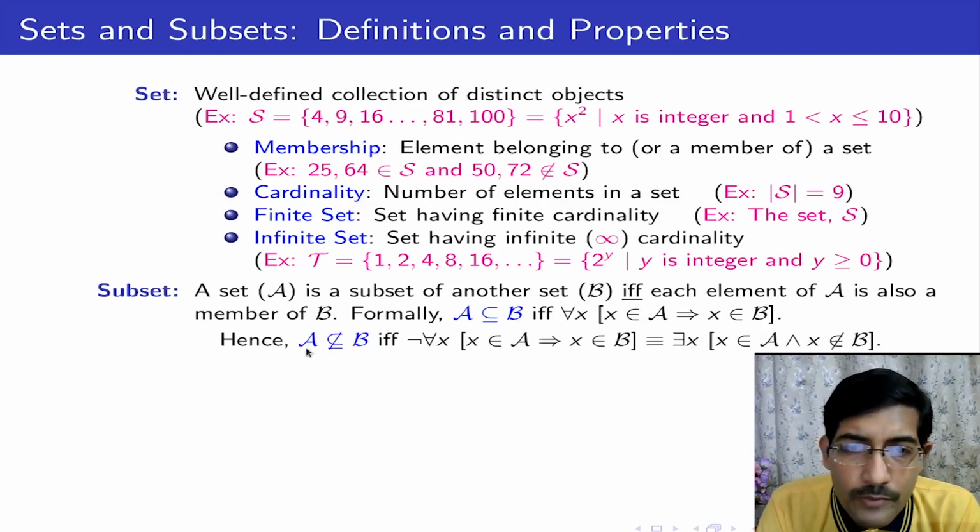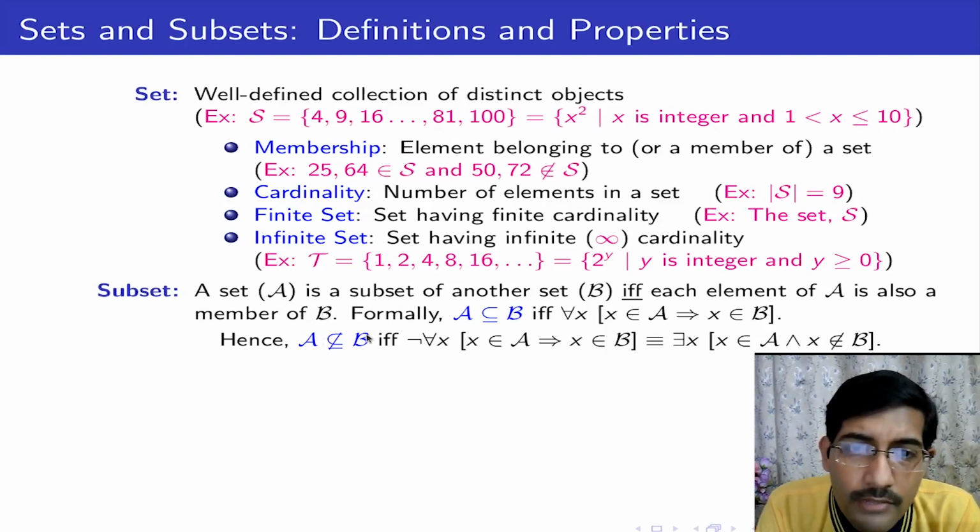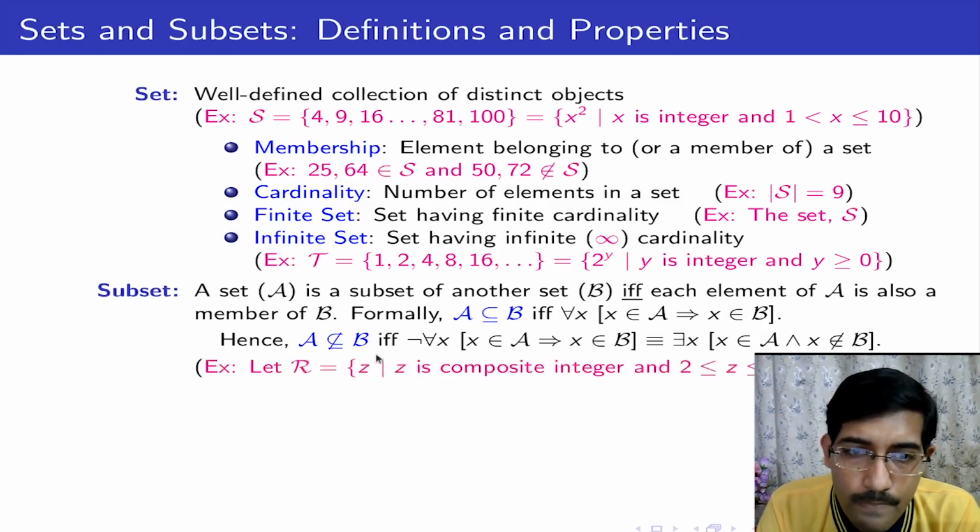Taking the negation of it, we say that A is not a subset of B using this notation. In this formal logical formula, if we push a not inside, it becomes there exists x such that x belongs to A and x doesn't belong to B, which means formally that there is an element which is present in A but not in B. Therefore, not all the elements in A are also in B. So A is not a subset of B.